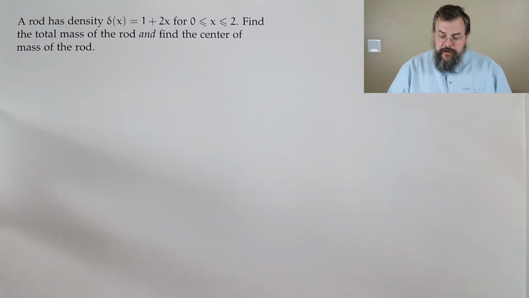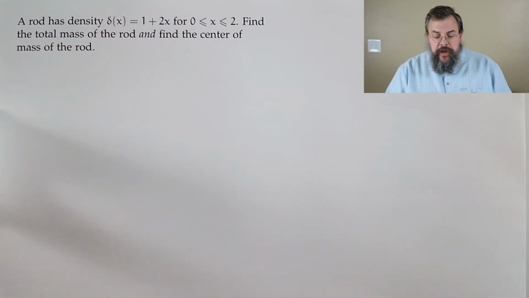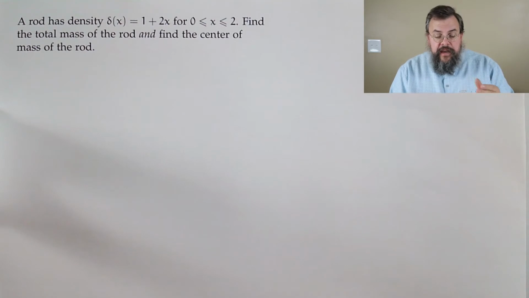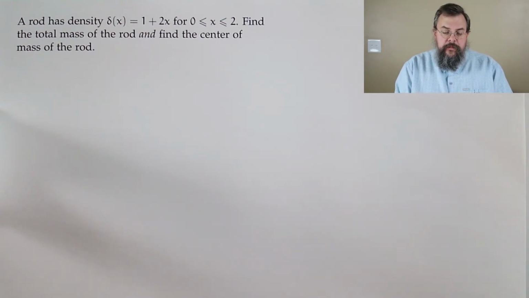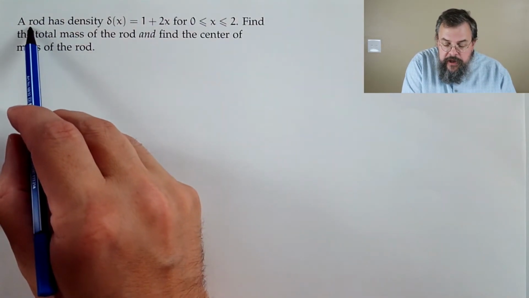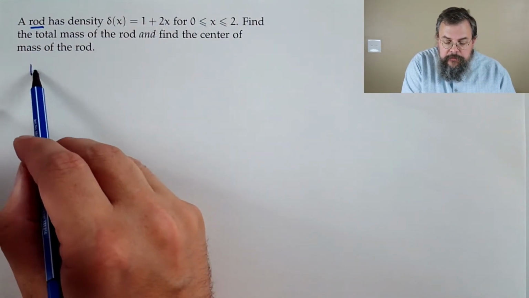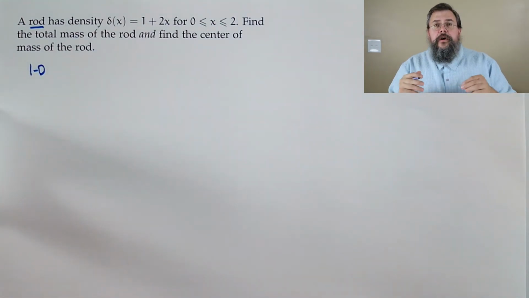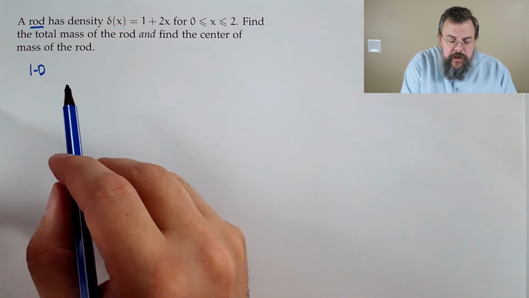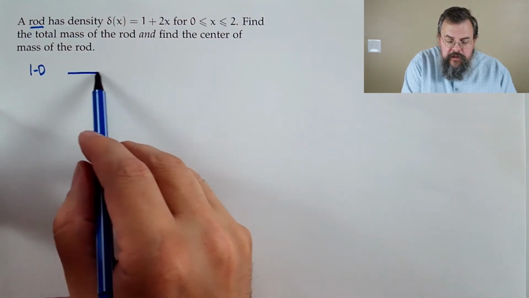Our first problem. A rod has density delta x equals 1 plus 2x, where we go from 0 to 2. The problem: find the total mass of the rod and find the center of mass of the rod. When we talk about a rod, what we're really saying is it's 1D. So we model it like a line segment.